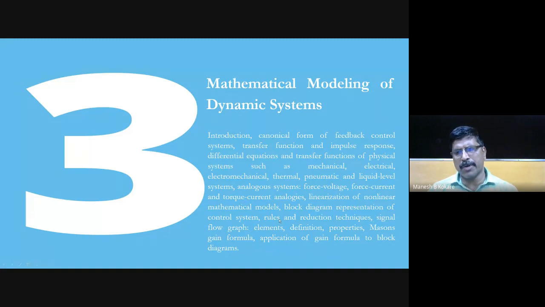This block diagram reduction technique is a bit tedious and it requires time. So to overcome that, another technique was proposed by Mason, the Mason's gain formula. So we'll study that Mason's gain formula, which is applicable in signal flow graph. With the help of that signal flow graph, we can find out the transfer function of that system and so on. So this is the overall syllabus of the third chapter.